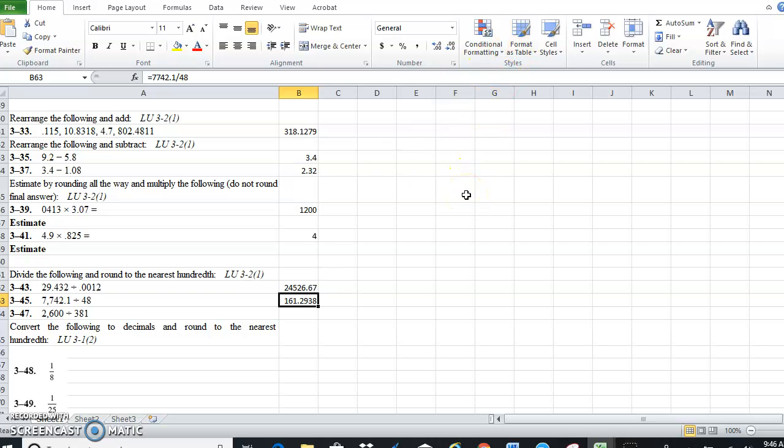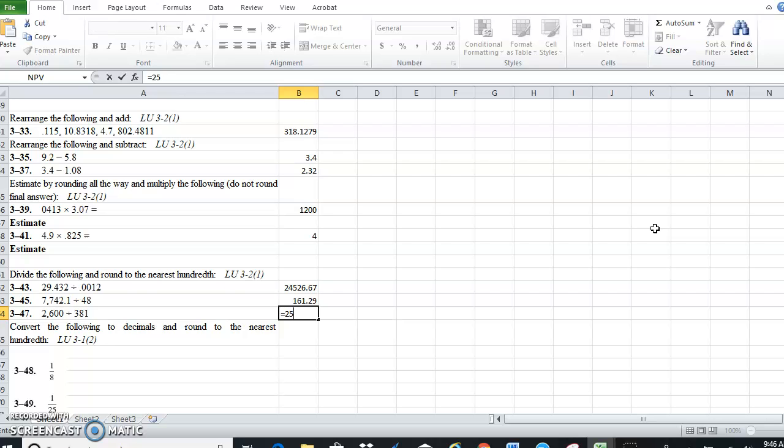So if you're not using Excel, you know that 8 is greater than or equal to 5. So that would become 161.294. But we know that 4 is less than 5. So when we round, we should come up with 161.29. So let's see if Excel does what we need it to do. Decrease, decrease, and it did.